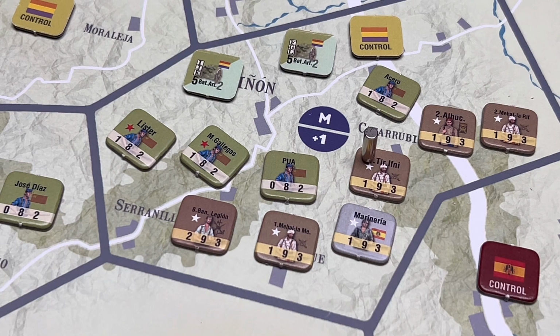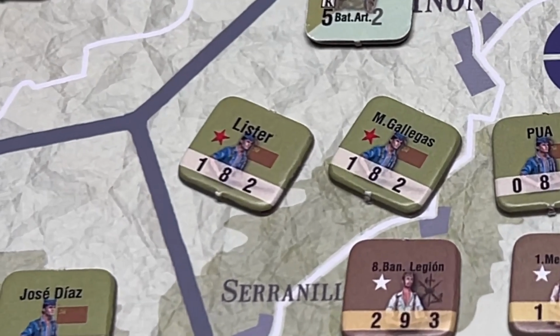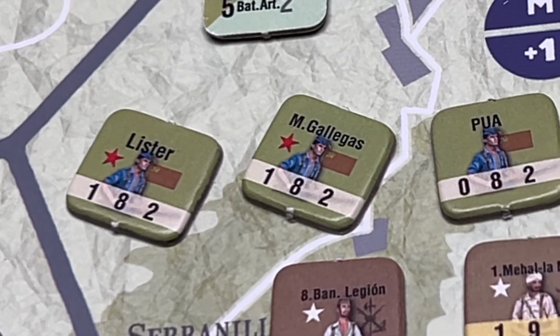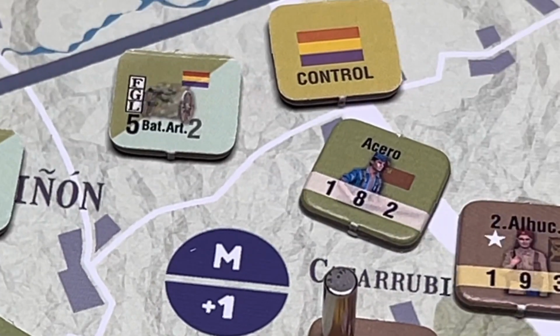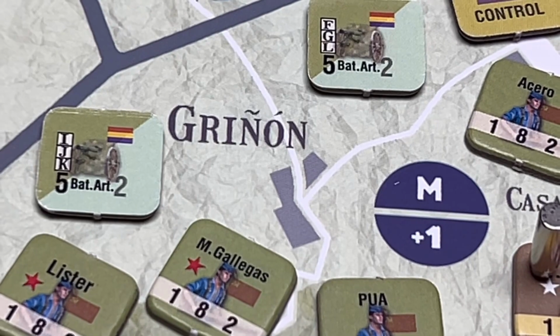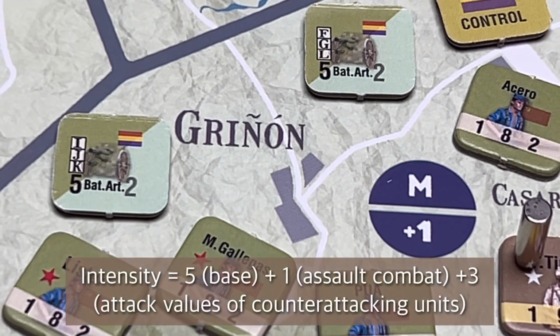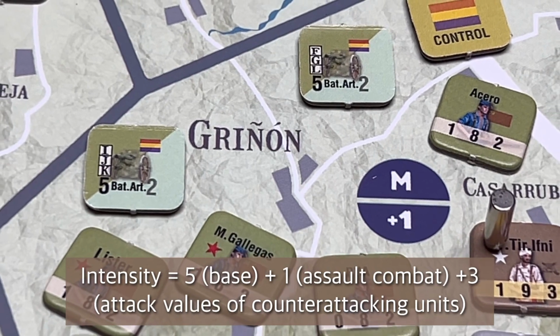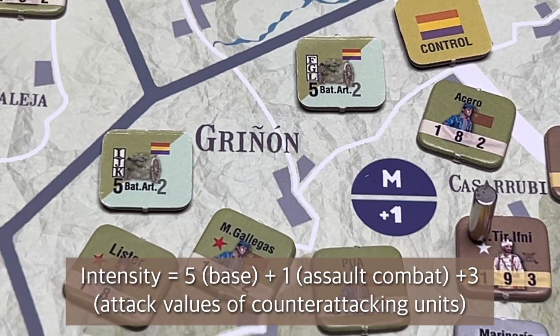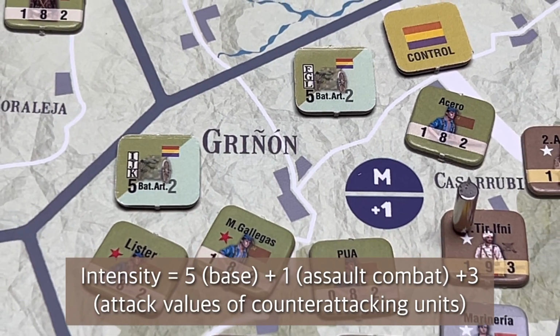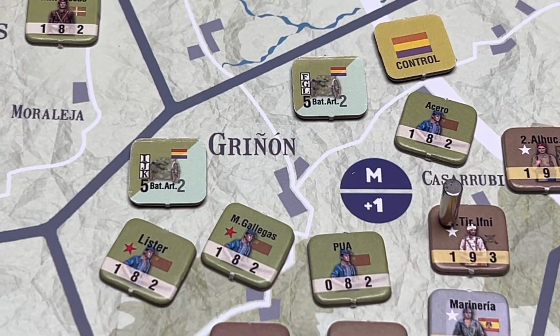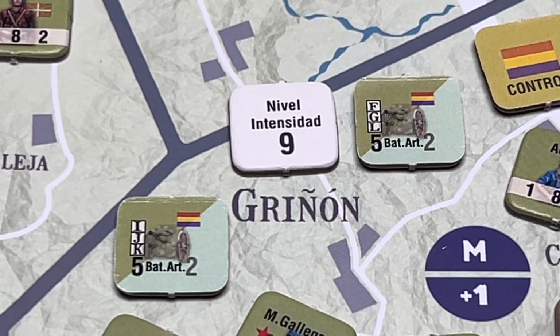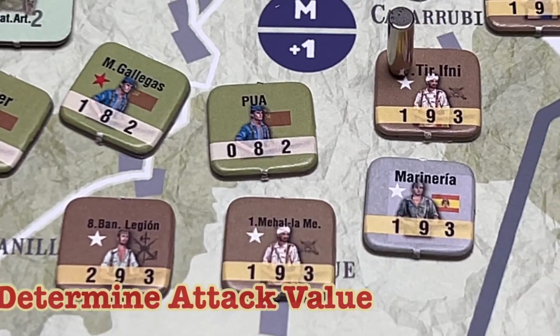And in this example, the Republicans select Listers, Gallegas, and Aceros battalions. Now we determine the intensity level for the combat, and we start with a base of 5. We add 1 because this is an assault, and we add the attack values of the participating counterattacking units, plus 3, for an intensity level of 9, and we place the appropriate marker in the area as a reminder.